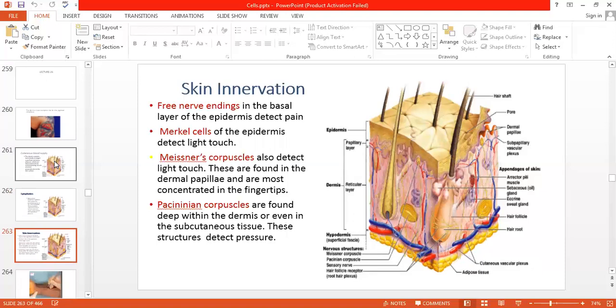Skin innervation means the nerves which are present in the skin. Free nerve endings in the basal layer of the epidermis detect pain. Merkel cells of the epidermis detect light touch. Meissner's corpuscles also detect light touch. These are found in the dermal papillae and are most concentrated in the fingertips. Pacinian corpuscles are found deep within the dermis or even in the subcutaneous tissue. These structures detect pressure.